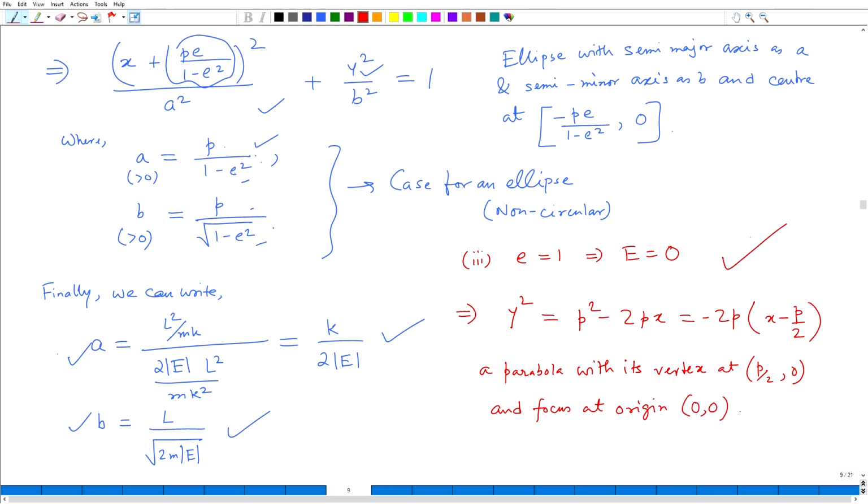So, you can also check this from your coordinate geometry book. Finally, the task for you: do the case for e greater than 1.